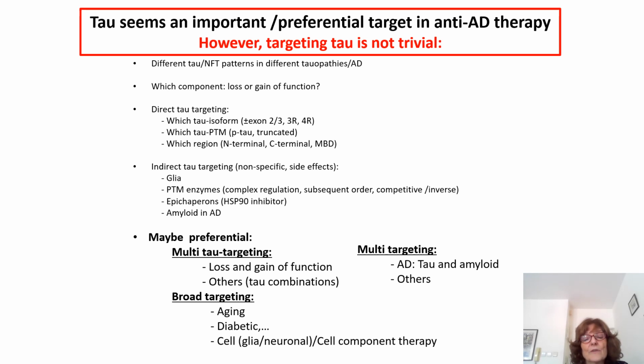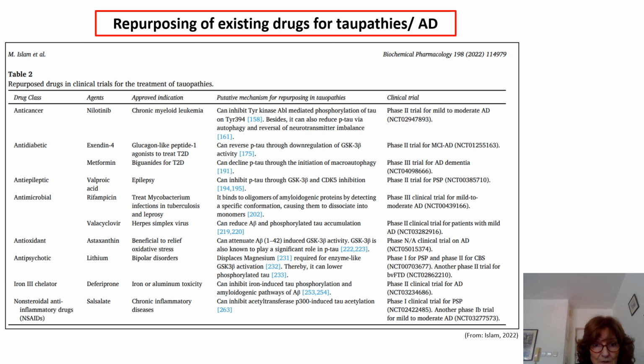And also maybe in a broad way of cell therapy, neuronal or glial, or cell component therapy. First of all, if we want to target the etiology, there are now clinical studies of repurposing existing drugs, trying to use them for tauopathy and Alzheimer's. We speak about anti-cancer, anti-diabetic, anti-epileptic, antimicrobial, antioxidant, antipsychotic, iron chelator, and non-steroidal drugs. So this is another way to find drugs.